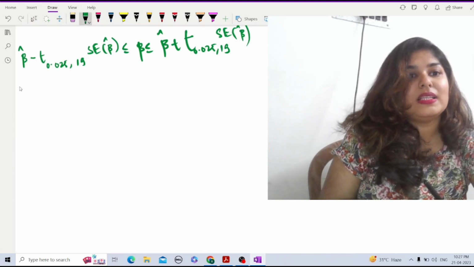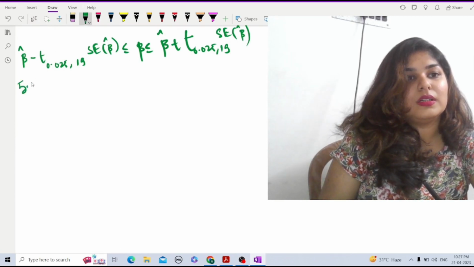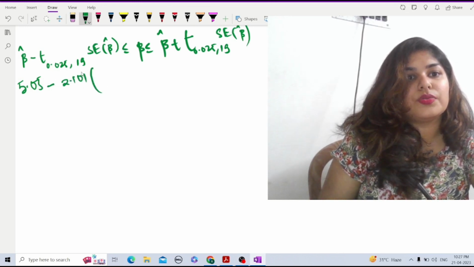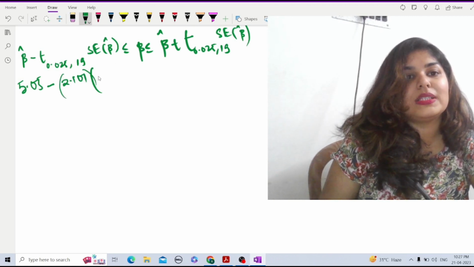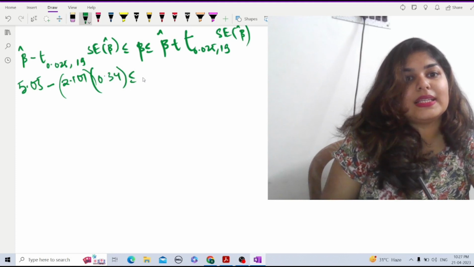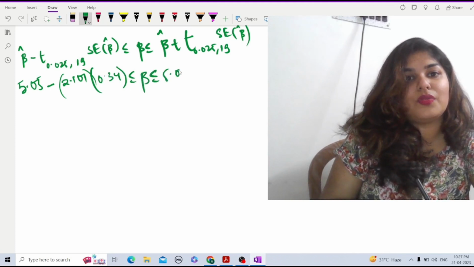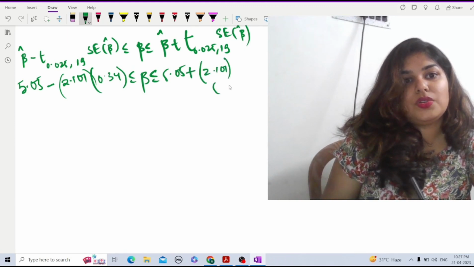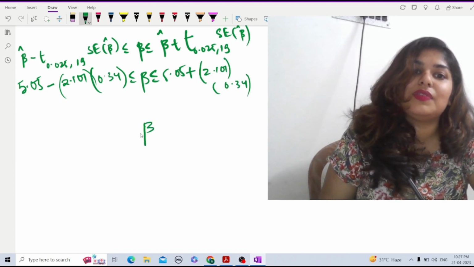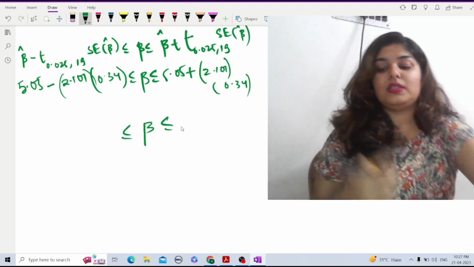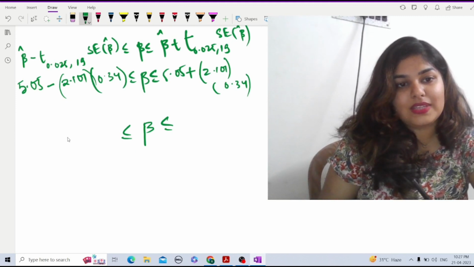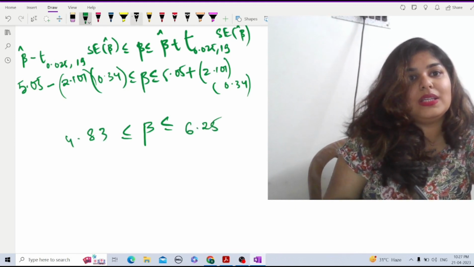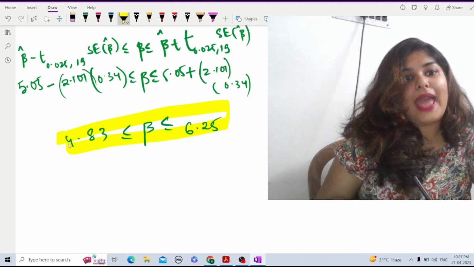So beta hat is 5.05 approximately, minus the value 2.101, into standard error of beta hat, which we just saw is 0.34, less than or equal to beta, less than or equal to again 5.05 plus 2.101 into 0.34. So after calculating, we get the lower and the upper limit, that is the confidence interval. On the left side we get 4.83, and on the right side we get 6.25. So this is our required acceptance region for beta.